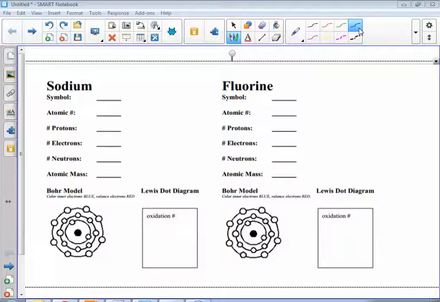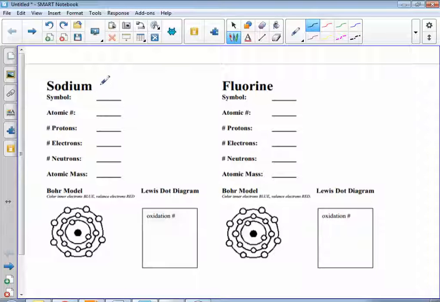So we're going to start with sodium, which is element symbol Na. And again, this is not going to look great, but it is what it is. Its atomic number is 11. We find it on the periodic table because it's atomic number 11. We know it has 11 protons. Because it's got 11 protons, it has to have the same number of electrons.